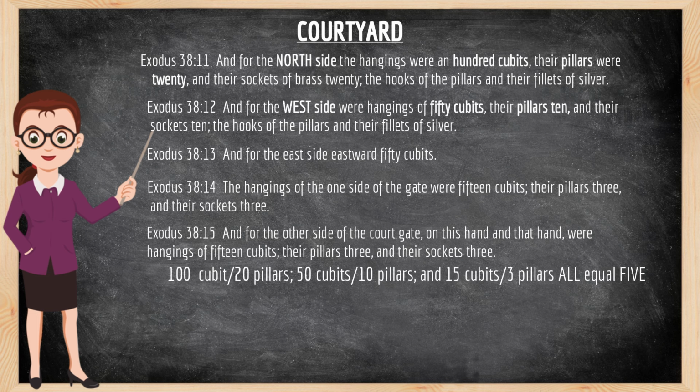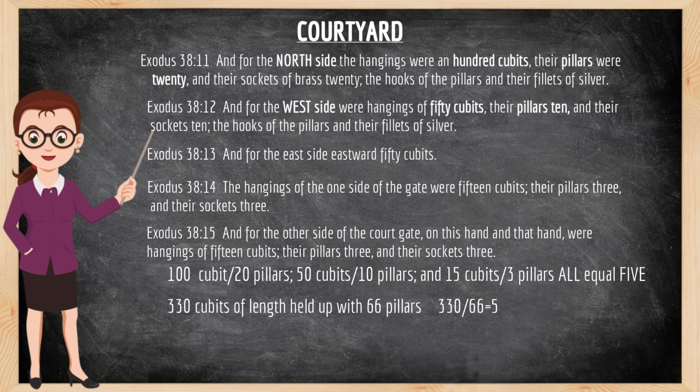So the first thing I noticed is that the length of the fence screens divided by their pillars is the sum of 5. We have 100 cubits with 20 pillars, 50 cubits with 10 pillars, and 15 cubits with 3 pillars. 330 cubits of length held up the 66 pillars.